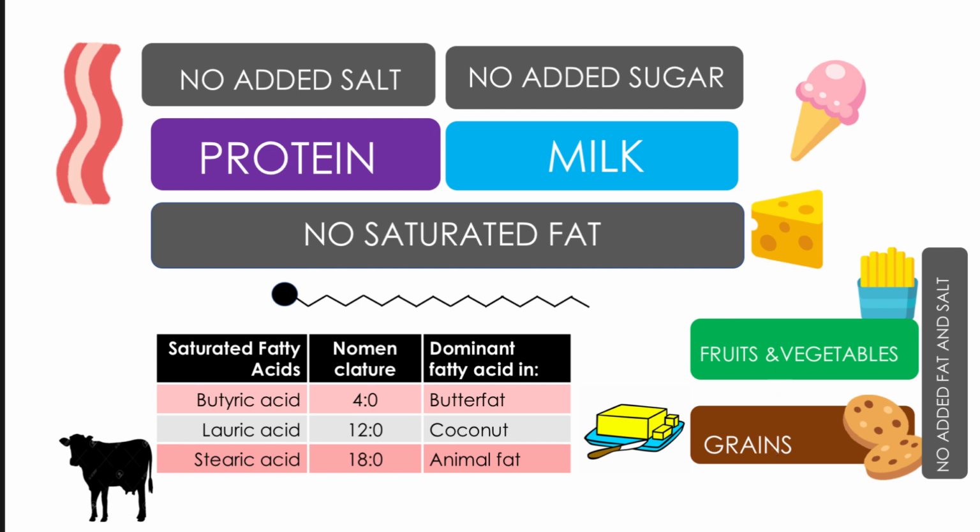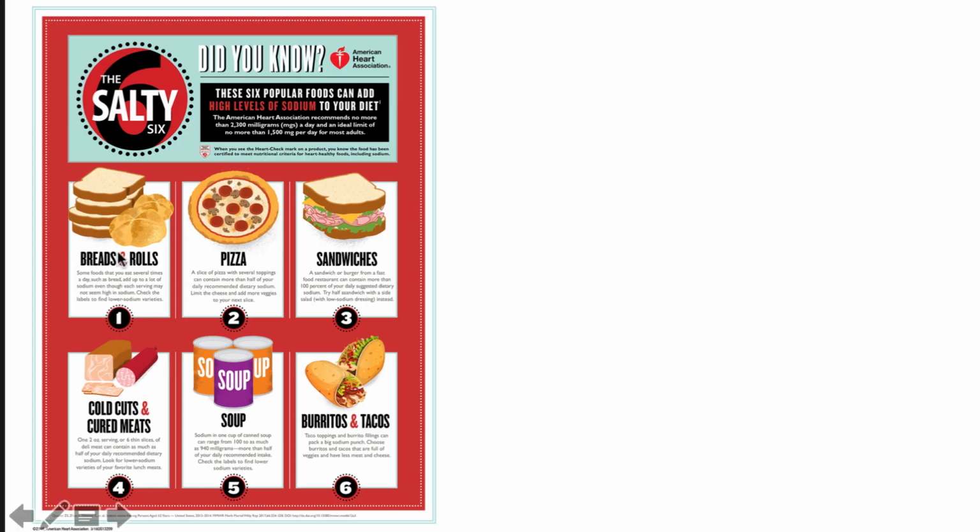Why we're emphasizing no added salt is because over here you can see that two-thirds are from these processed meats: the pizza meat, the cold cut meat, and the burrito taco meat, and then also the grains. So these are high salt grains, breads and rolls. Here's the bread, here's the tortillas, and the pizza crust.